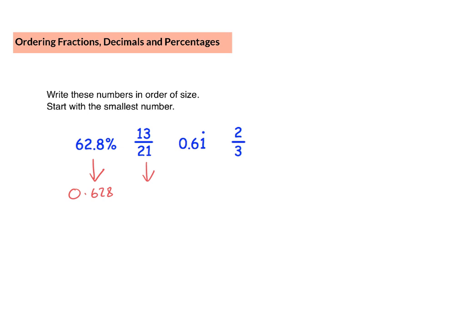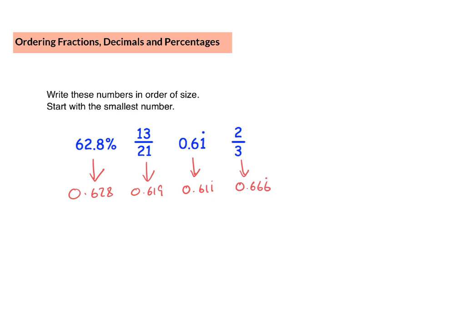We do 13 divided by 21. We get 0.619, and the 0.61 with the dot means it's recurring. Because my other two numbers are written to 3 decimal places, I'm going to do the same here. It'll help me get my ordering correct. So it's 0.611, and I can just make the last one recurring. 2/3 is also a recurring decimal. That is 0.6 recurring, and I'm going to write it to 3 decimal places, so 0.666 recurring.